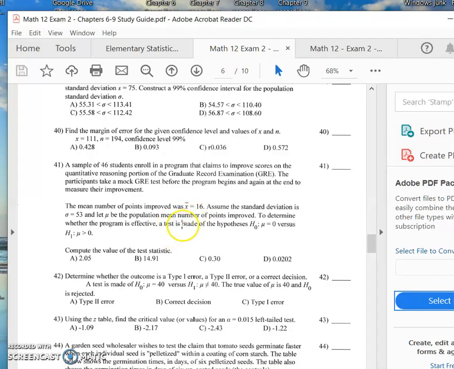Okay, so that's the concept here. I know the notation is making you crazy, but if you understand the concepts, you can substitute in. And I'm going to show you the solution, and you'll see that's exactly what I did.